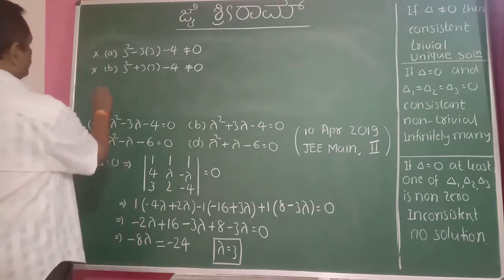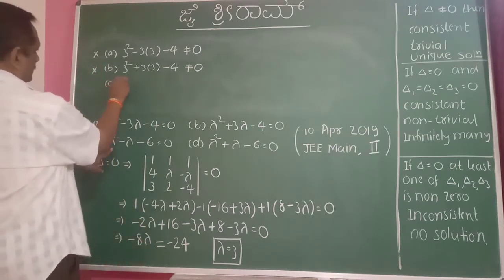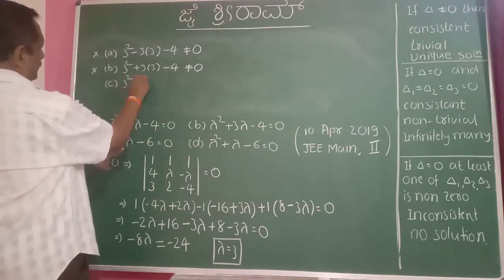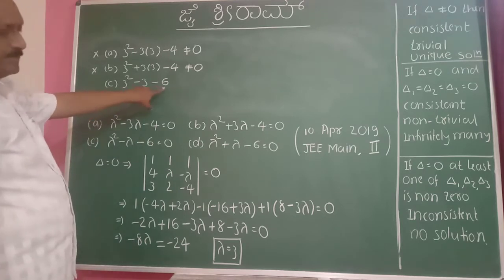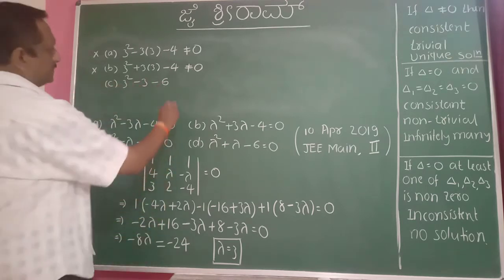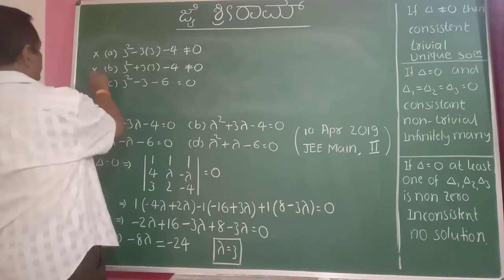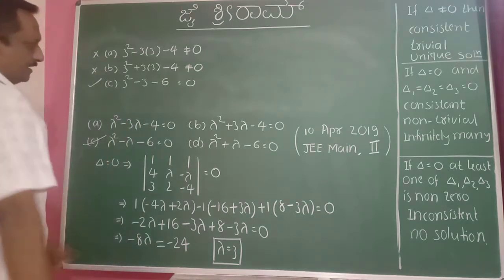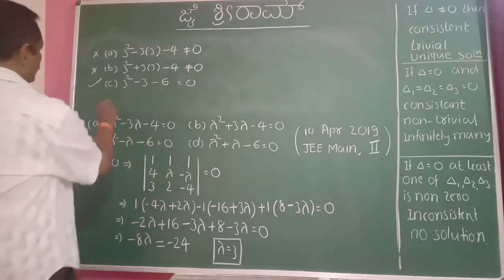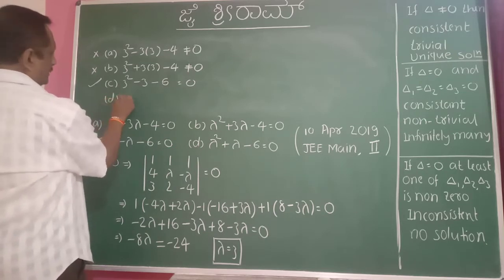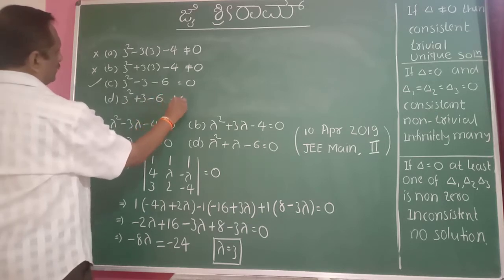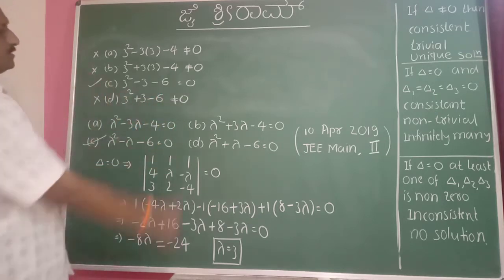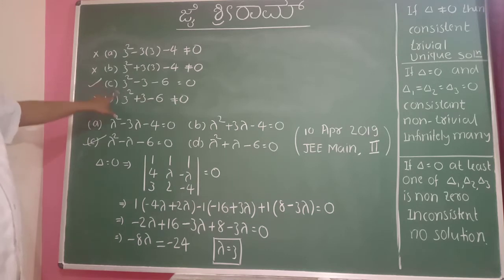If we take the third option here, 3 square minus 3 minus 6, minus 3 minus 6, minus 9 plus 9 gets cancelled. Therefore this is equal to 0. So C, the third option, is correct here. You can even check the fourth option: 3 square plus 3 minus 6 is not equal to 0. So the fourth option is also wrong. The third option satisfies the value lambda equal to 3.